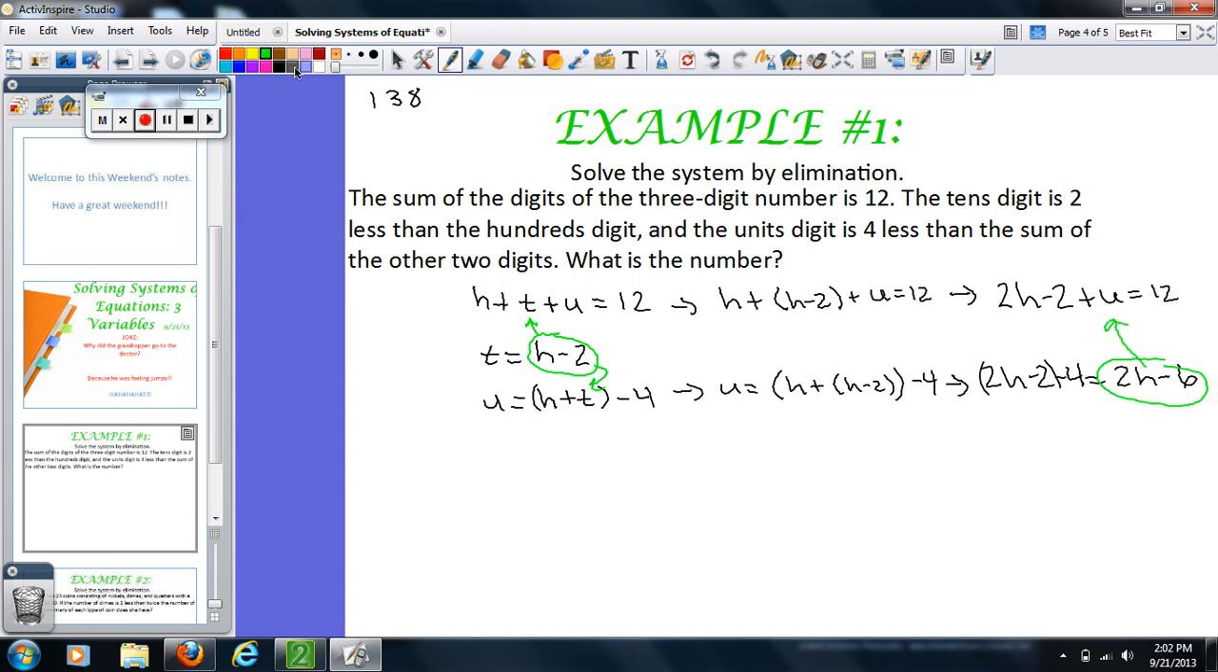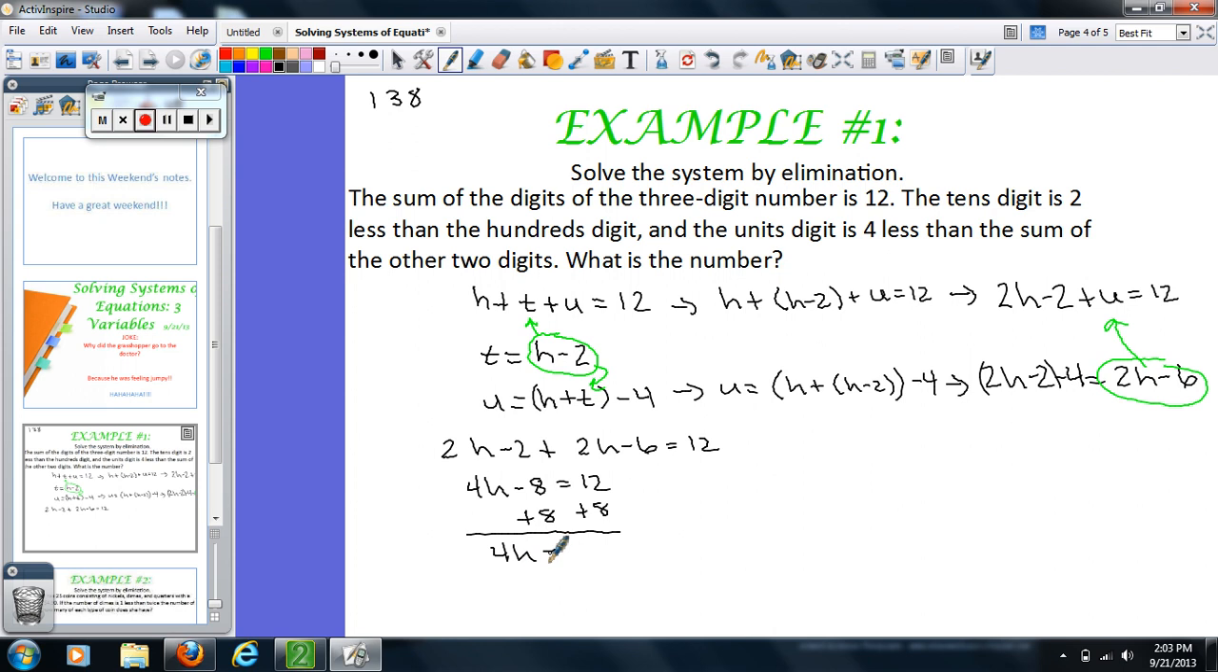Now I have a value of u which I can plug in up here as well. So now I get 2h minus 2 plus 2h minus 6 equals 12. Now you're going to combine your like terms and solve. That's actually going to be 4h minus 8 equals 12. And now let's solve for h. You're going to add 8 to both sides.